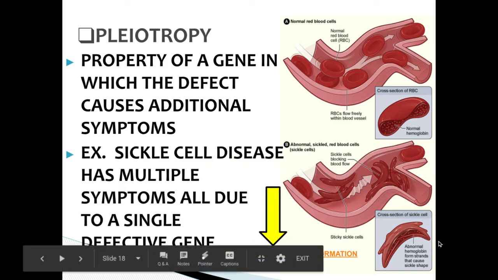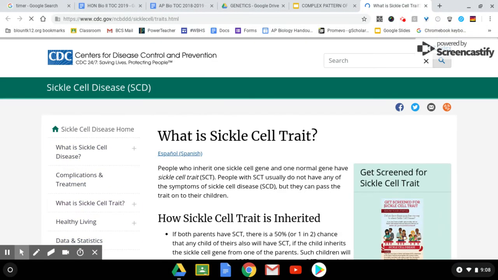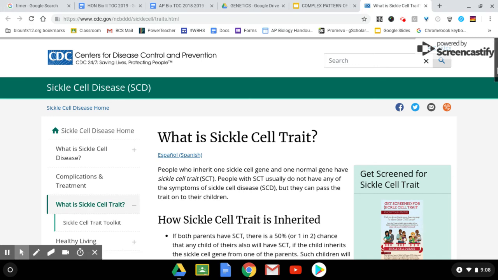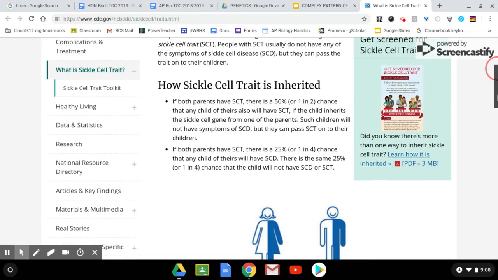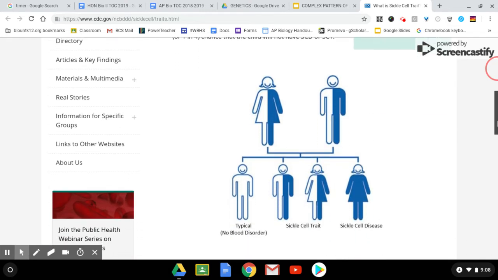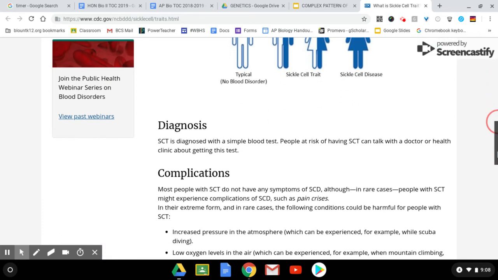Now, I do want to show you this real fast. So here's how the sickle trait is inherited. Both parents have the sickle cell trait. So again, it's a recessive allele, and in order to have all sickle cells creating sickle cell disease, you have to inherit both recessives. But here's the complication.